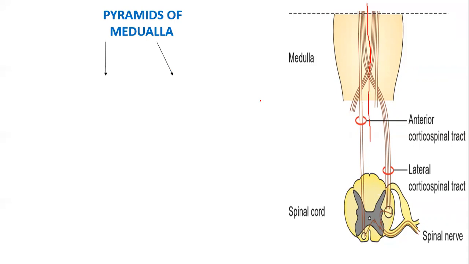Majority of the fibers, around 80 to 90% of the fibers, are going to cross to the opposite side. This is your fibers arising from the left side of your cerebral cortex. Once the pyramidal decussation has been formed, around 80 to 90% of the fibers cross to the opposite side. That is called your lateral corticospinal tract, which means it is formed by 80 to 90%.